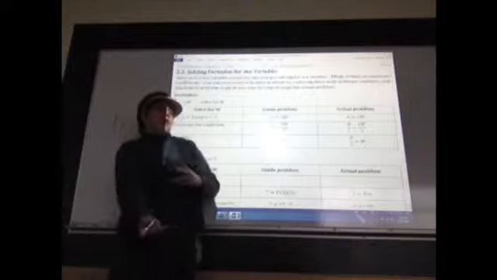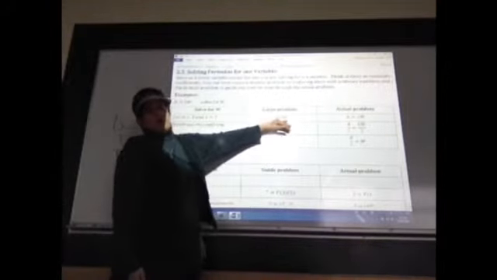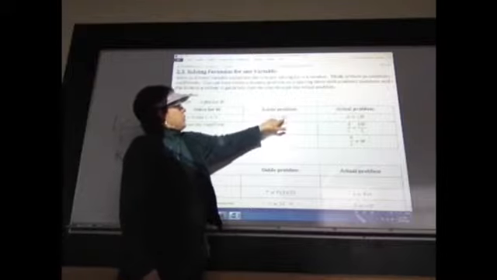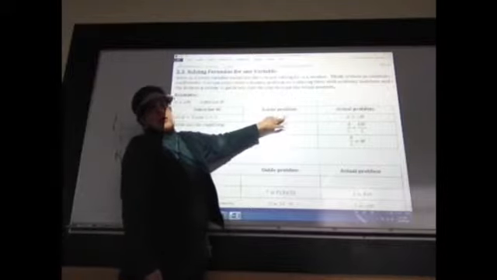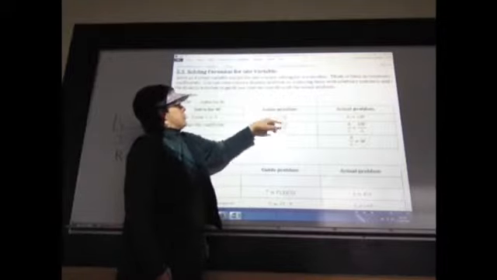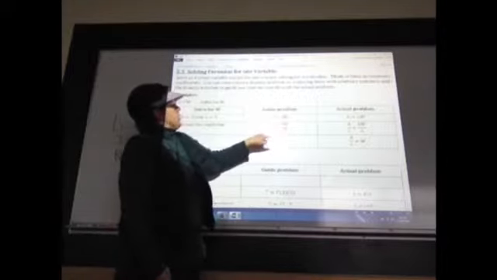So with my guide problem, if I wanted to solve for W, I know that I have to get that coefficient away from W. The coefficient is being multiplied by W. The opposite of multiplication is division, so I'm going to divide both sides of the equation by 5.